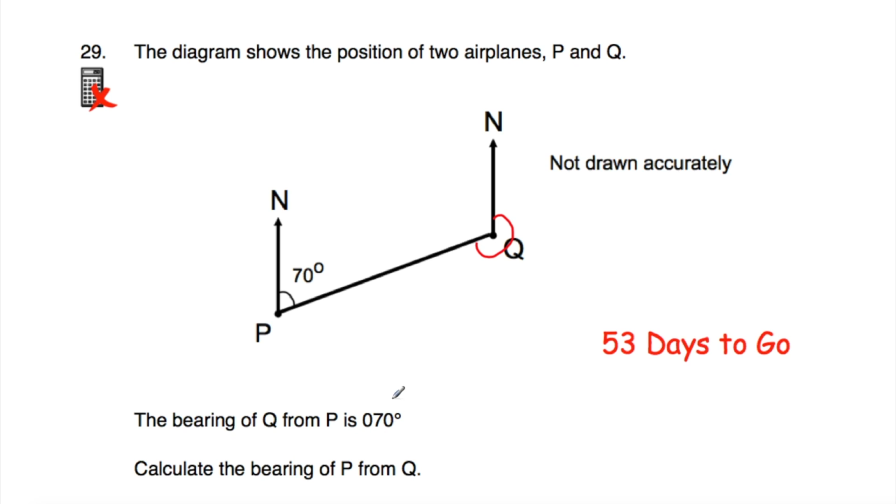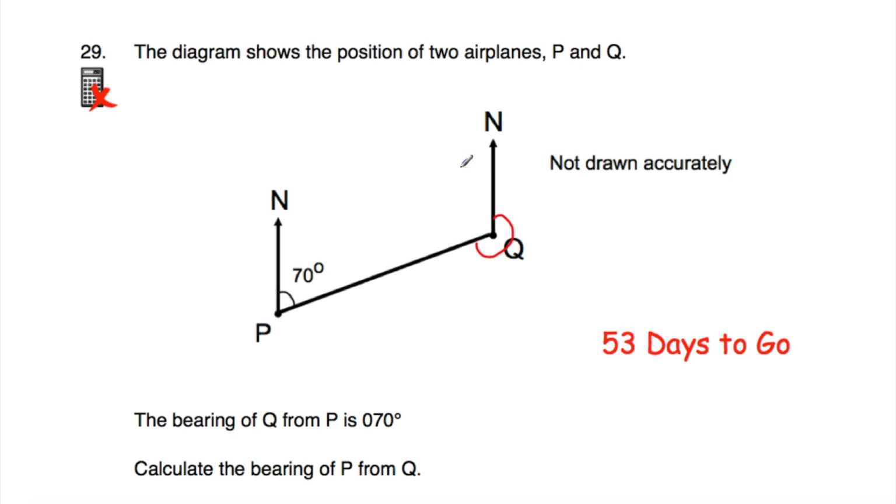To find a back bearing, if the bearing is less than 180, you can add 180, and if it's 180 or larger, you can take 180 away, and it'll tell you the back bearing. So the back bearing is going to be 250 degrees. Alternatively, you can use this diagram. If we've got P and Q, and the bearing of Q from P, that angle is 70 degrees, and we want to find the bearing of P from Q, so we want to find the sides of this angle.